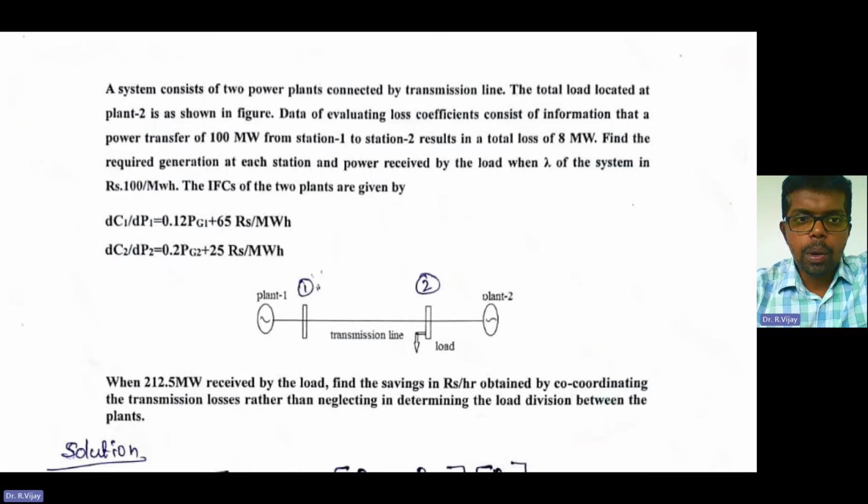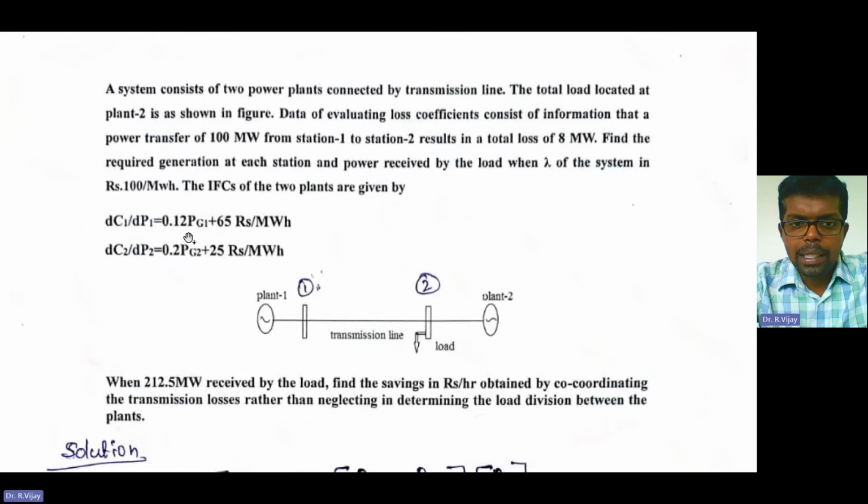Find the required generation at each station and the power received by the load when lambda of the system is 100 rupees per megawatt hour. The ICFs, the incremental fuel costs of the two plants, are given here. That is dC1 divided by dP1 is equal to 0.12 PG1 plus 65 rupees per megawatt hour. Then dC2 divided by dP2 is equal to 0.2 PG2 plus 25 rupees per megawatt hour.